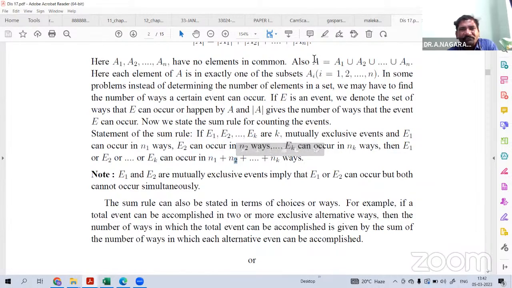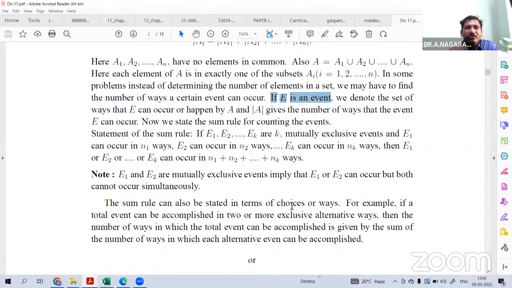Like this, all the events form a set of elements. Previously I considered set A. Here I am taking E1, E2, and so on, En as the events that occurred, that is, an E set. That is also one representation. Here is another example: if I take the events E1, E2, and so on, Ek as K mutually exclusive events with no common elements, E1 occurs in N1 ways, E2 occurs in N2 ways, and Ek occurs in Nk ways.